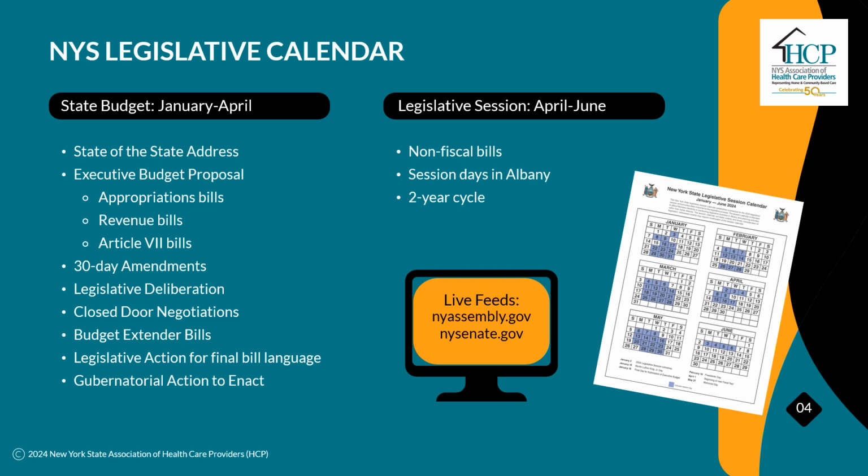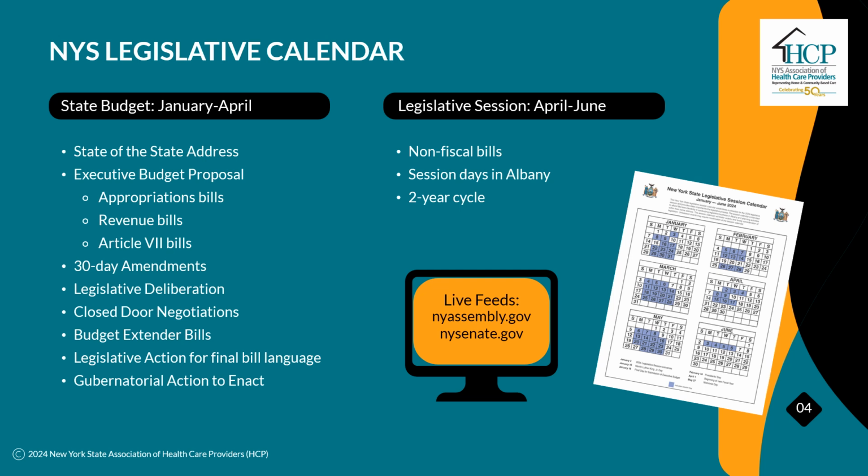By mid-January, or by February 1st, following a gubernatorial election, the governor submits the executive budget proposal to the legislature. This includes appropriation, revenue, and budget bills, along with the state's 5-year financial plan, 5-year capital program, and related financial information. The governor can also submit amendments within 30 days. From January through mid-March, both legislative houses review the executive budget and hold public hearings. The Senate and Assembly each develop one-house budgets reflecting their respective priorities.